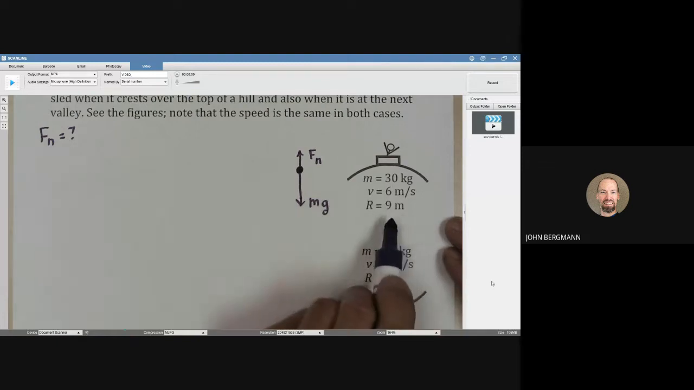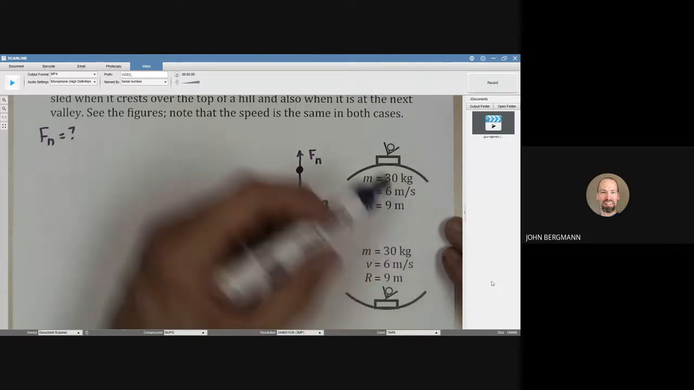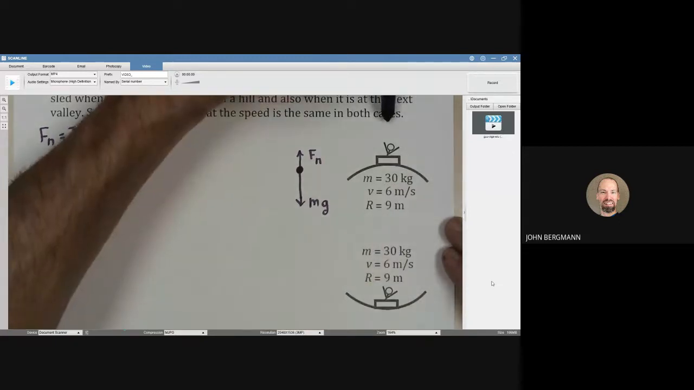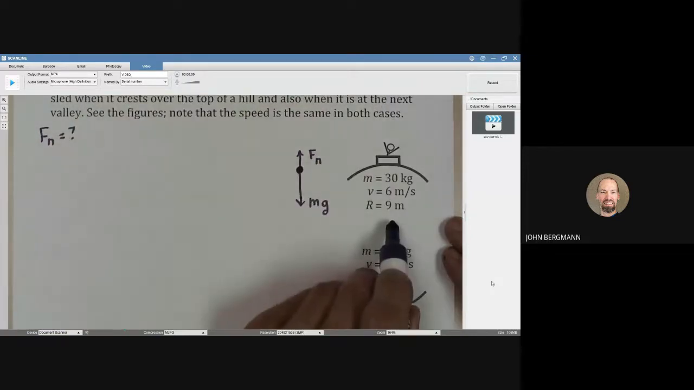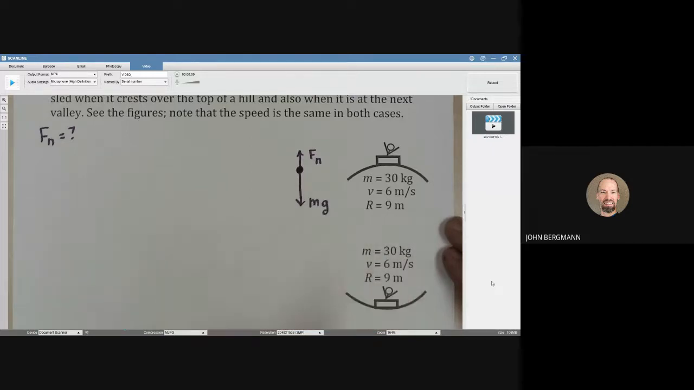And you see where the tip of my pen is right now? That's where the center would be, right? The center is down here somewhere. The center is not, watch my pen, it's not up here somewhere. The center of the path is down here, which means the acceleration has to be in that direction, and that means that mg must be larger than Fn.